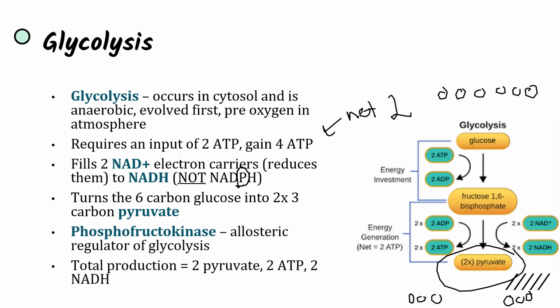And there's an enzyme known as phosphofructokinase, which is an allosteric regulator of glycolysis. Essentially, once enough pyruvate is in the cytosol, it will turn off the glycolysis production pathway, an example of feedback inhibition. So our total production is 2 pyruvate molecules, 2 ATP, and 2 NADH.